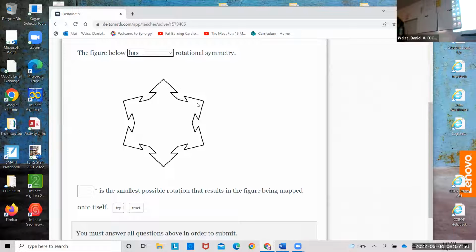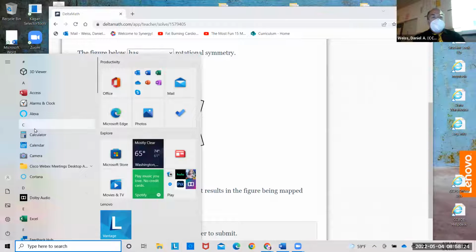Rotational symmetry. How many arrows are there here? 1, 2, 3, 4, 5, 6. 6 arrows, right? How many degrees are in a circle? 360. So if I divide 360 by 6, in fact, I'm going to do that on a calculator.